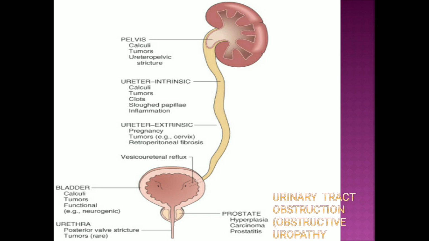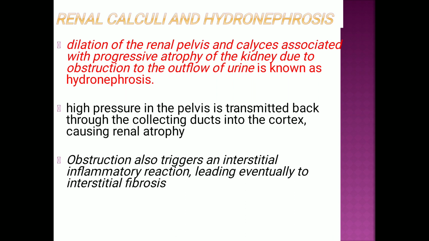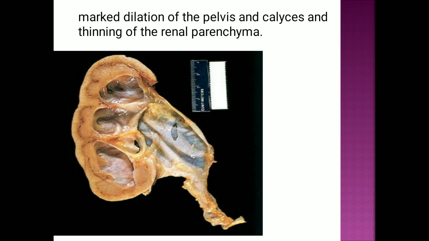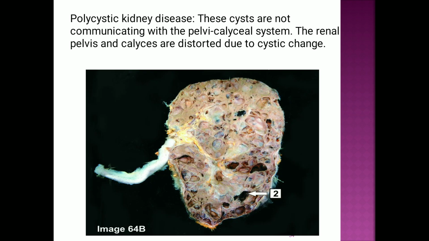A figure shows the urinary tract obstruction, obstructive uropathy, at the various places along the tract of the urinary system. Renal calculi and hydronephrosis. Dilatation of the renal pelvis and calyces associated with progressive atrophy of the kidney due to obstruction of outflow of urine is known as hydronephrosis. High pressure in the pelvis is transmitted back through the collecting ducts into the cortex, causing renal atrophy. Obstruction also triggers an interstitial inflammatory reaction, leading eventually to interstitial fibrosis. Figure shows marked dilatation of pelvis and calyces and thinning of renal parenchyma.